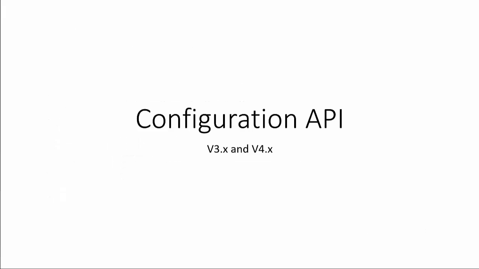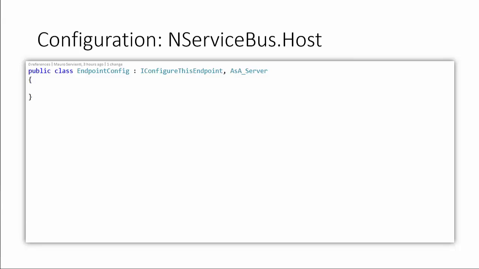In NServiceBus V3 and V4, basically the configuration API works in the same way. The first thing, as we have seen, that we want to be able to take control over is the hosting process of our endpoints. And from the configuration point of view, all we need to do is to define in our project a class that by default is called EndpointConfig.